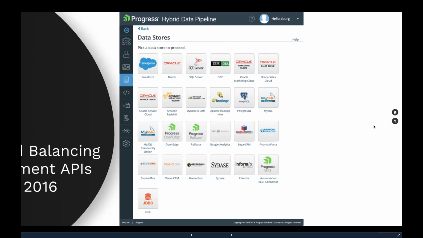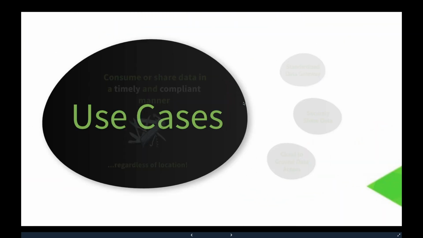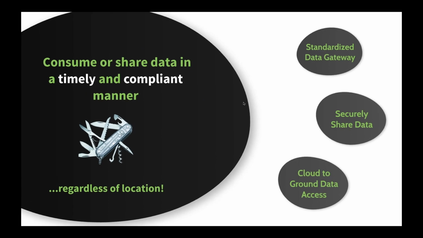So let's hop into a little bit more on some of the use cases. Hybrid Data Pipeline is really designed to help you consume or share data in a timely and compliant manner, regardless of location. I tend to use a Swiss Army knife metaphor for this. It serves a lot of different purposes. By timely, I really mean that it's giving you real-time data access. We're not storing the data in Hybrid Data Pipeline. It's accessing the data at its source, and also timely in that it's easy to deploy and configure.